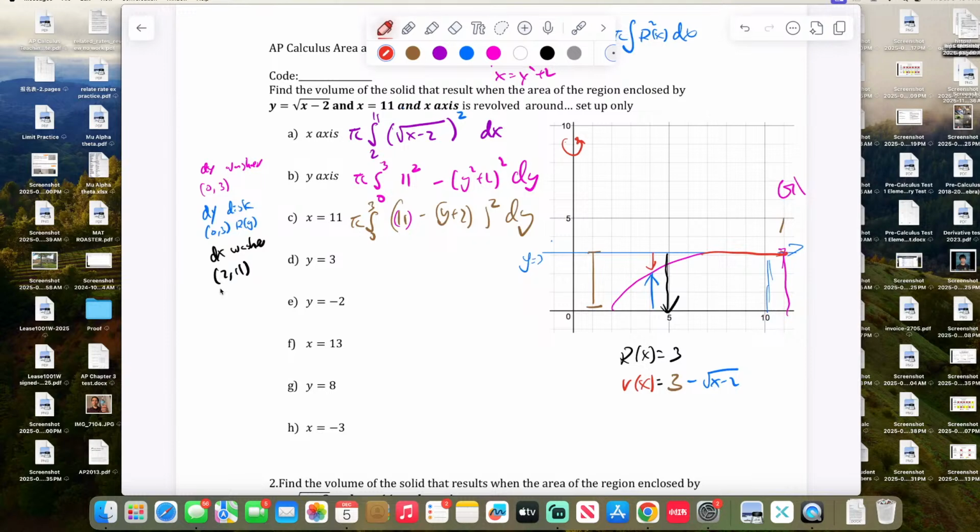So now we have this. We're just gonna build it from 0. Well, not 0. I'm sorry, I'm an idiot. From 2 to 11, pi, and then this is the 3 square. This is a big R. Minus 3 minus square root x minus 2, parentheses squared, dx. Is this okay?